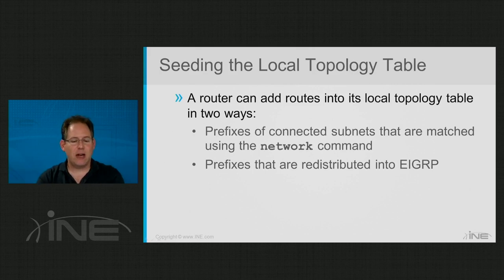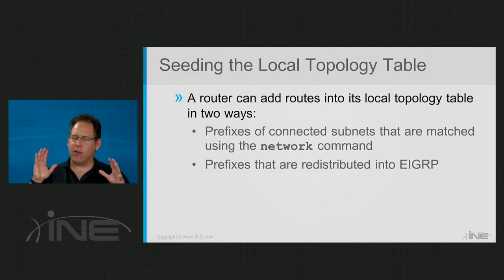All right, so how do routes get added into the local topology table? Well, as it says here, two ways. Using the network command. So when you use the network command, any local subnets that you have that are directly connected to your own router that match the network command get put into the topology table. And then also using the redistribution command. If I've got some RIP routes that I learned or OSPF routes that I learned, and I redistribute those into EIGRP.